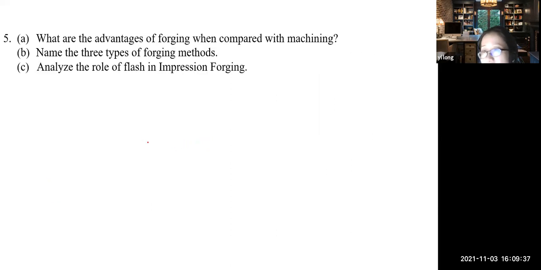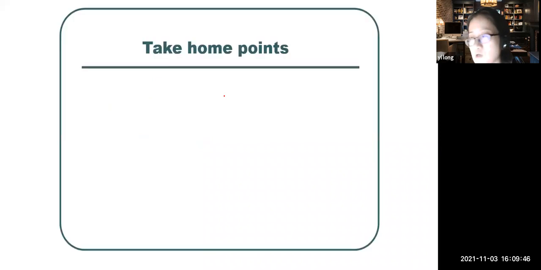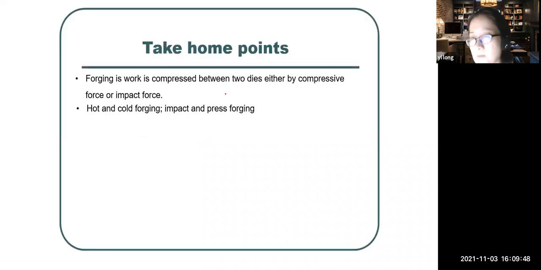Okay, so the last question: what are the advantages of forging compared with machining? Name 3 types of forging method and analyze the flash. Take one point for the last part. Forging is work compressed between 2 dies, either by compressive or impact force. So we have hot or cold, impact or press, right?